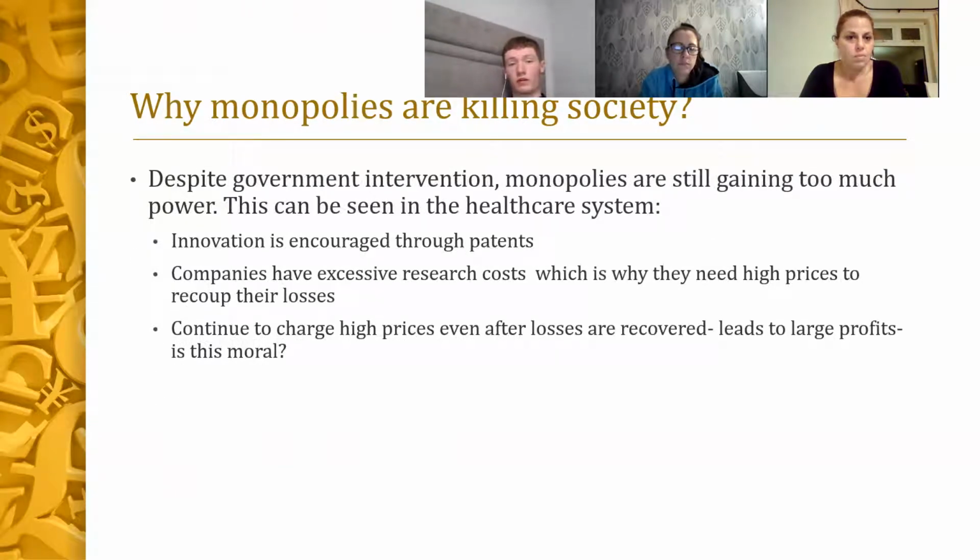So I was going to give another example about the healthcare system as a monopoly and why it's affecting society. Innovation is encouraged through patents, because when a company produces something, they're able to have up to 20 years of producing it themselves. Also, companies have excess research costs, which is why they need high prices to recoup their losses. However, the problem arises when they continue to charge these high prices even after their losses are recovered.